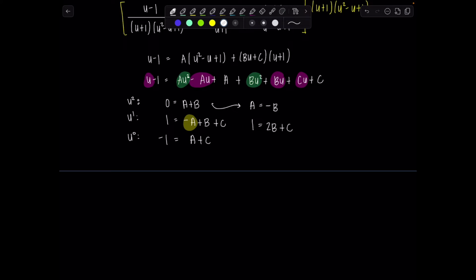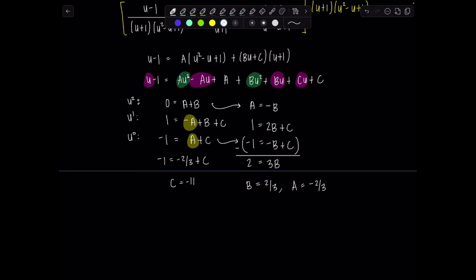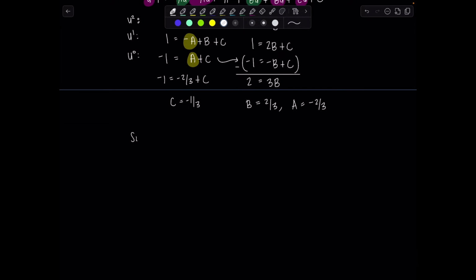And then also, if A is negative B, then this third equation becomes negative 1 equals negative B plus C. And then I subtracted the bottom equation from the one above. So this is going to be 2 equals 3B. So then B is 2/3. A would be negative 2/3. And then negative 1 is negative 2/3 plus C. So C is negative 1/3. And we're done. Okay, very nice.